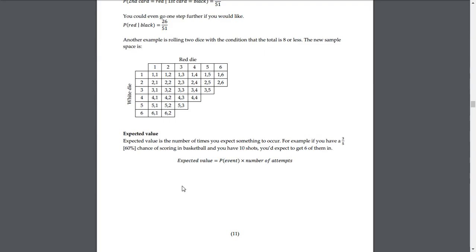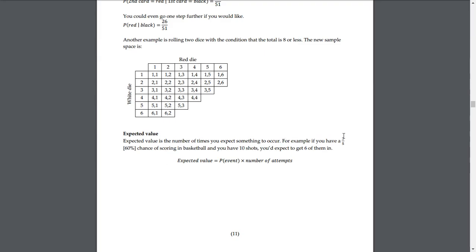And I'm going to give a little bit of a mention to expected value. Expected value is if you do something lots and lots of times, how many times do you expect to get it right, or how many times do you expect an event to happen? So for example, shooting a hoop. If you shoot 50 hoops, how many can you expect to get in? Maybe 50, maybe 0, but chances are it's going to be something in between those two values. The expected value is the number of times you expect something to occur.